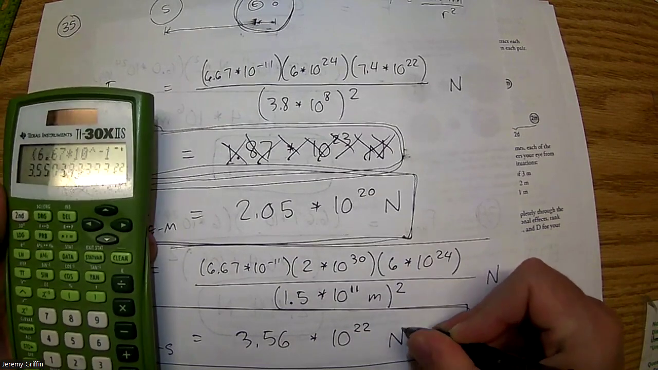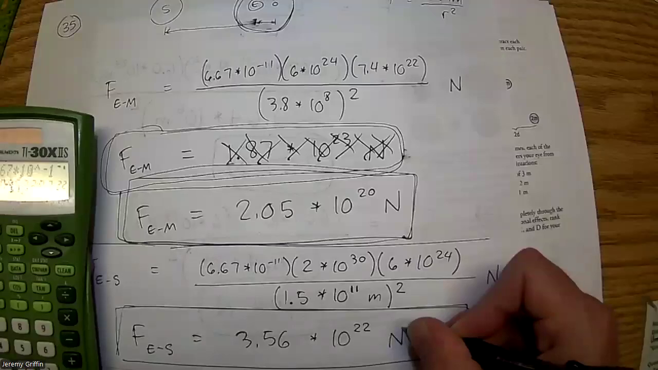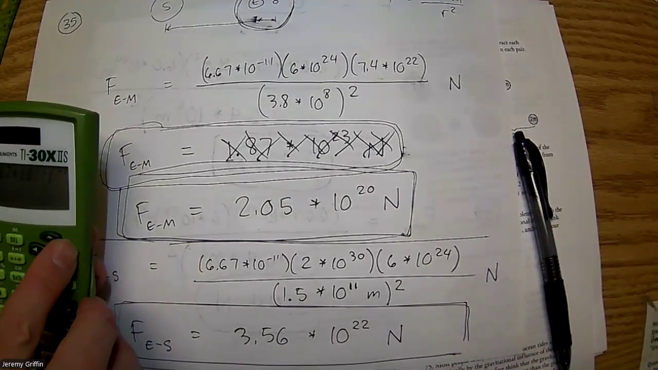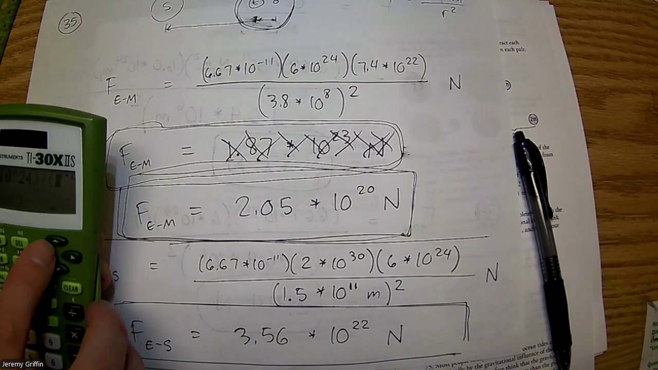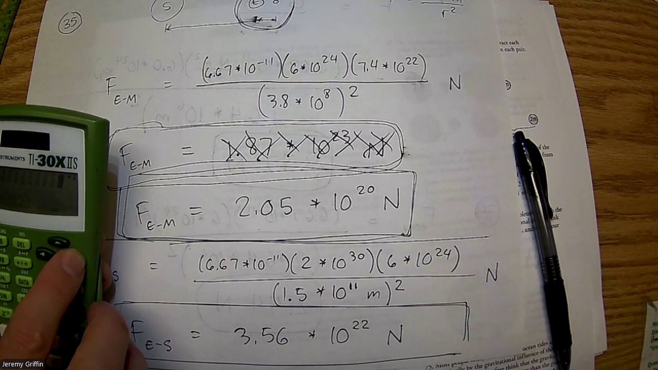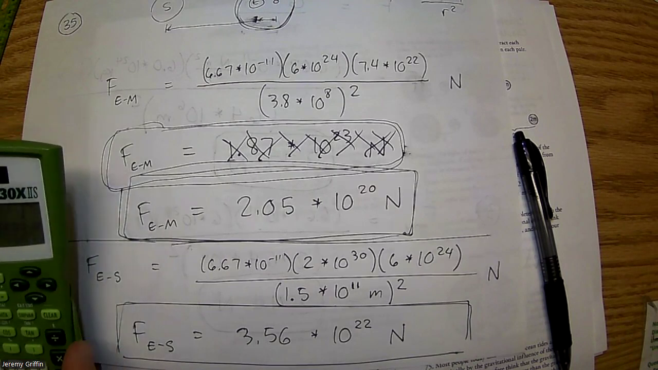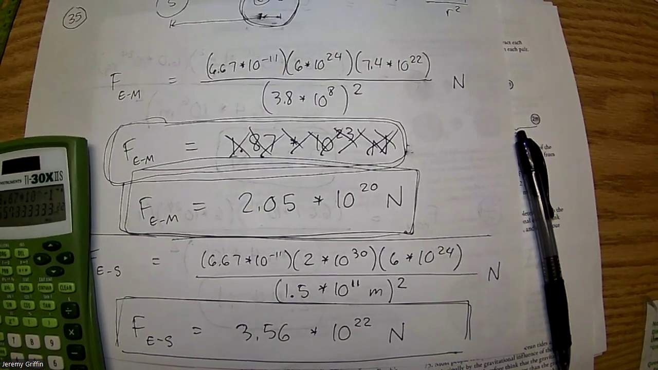Are you guys getting the same number I'm getting? You guys getting that also? All right, let me make sure. I'll double check my work while you guys check. 6, 10 to the 11, 10 to the 30, 24. I'll divide it by 1.5 times 10 to the 11 squared. Yeah, I think that's right. Okay, let's see what you got.